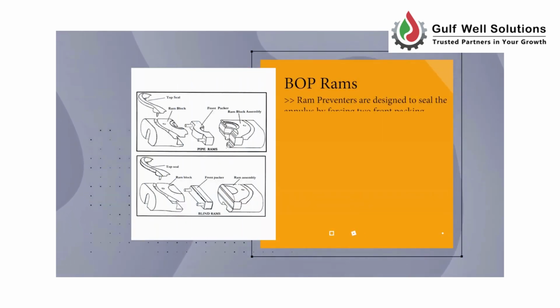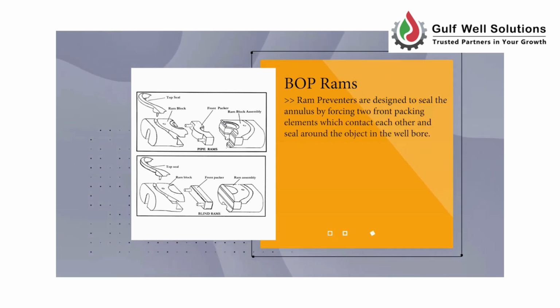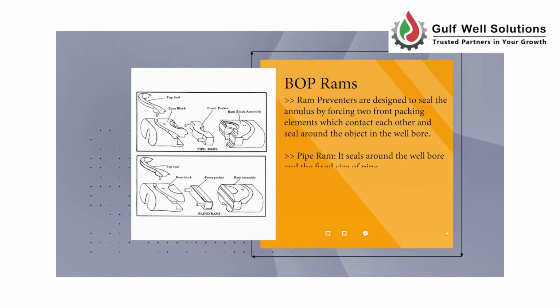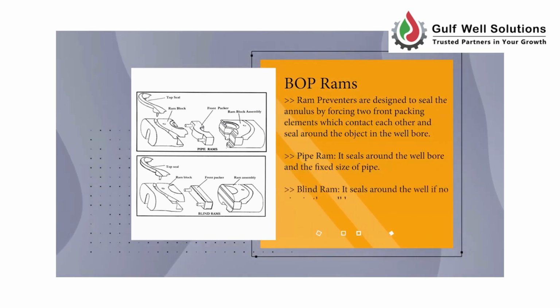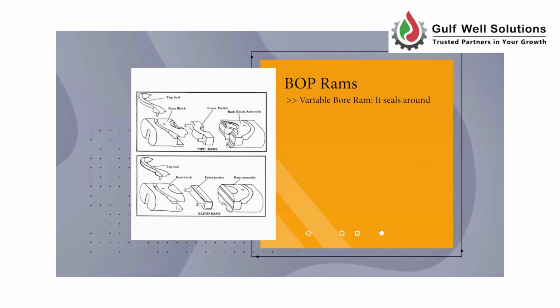BOP rams. Ram preventers are designed to seal the annulus by forcing 2 front packing elements, which contact each other and seal around the object in the wellbore. Pipe ram. It seals around the wellbore and the fixed size of pipe. Blind ram. It seals the well if there is no pipe in the wellbore.